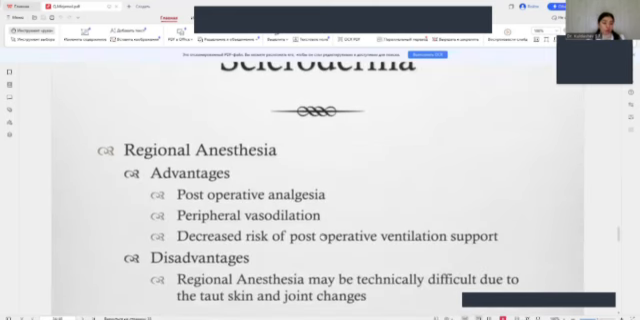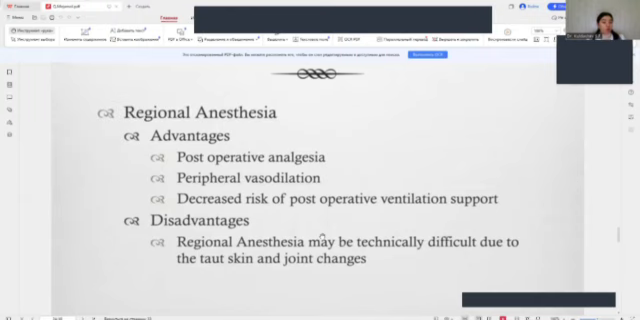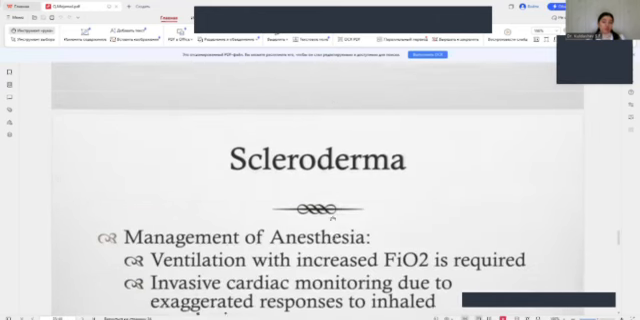So regional anesthesia advantages are postoperative analgesia, peripheral vasodilatation, and decreased risk of postoperative ventilation support. The disadvantage is that regional anesthesia may be technically difficult due to the throat, skin, and joint changes.